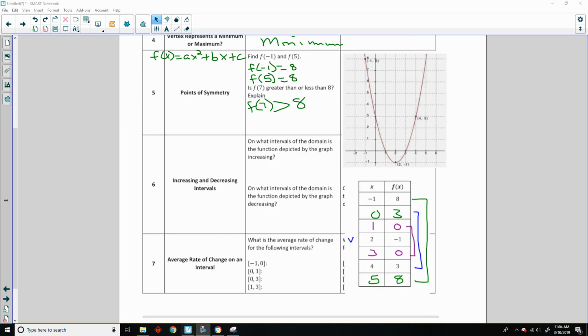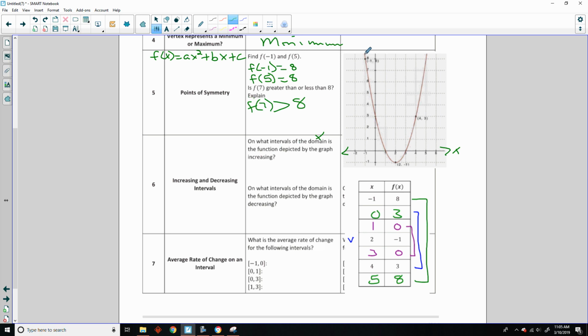Okay, number 6. Increasing or decreasing intervals. Now we're talking about intervals. What's an interval? An interval means between two x values, what is the function doing? It says increasing and decreasing intervals. On what intervals of the domain? Domain is x. On what intervals along the x-axis is the function depicted by the graph increasing?